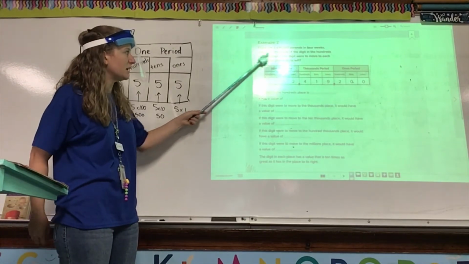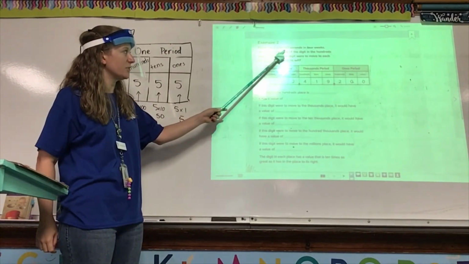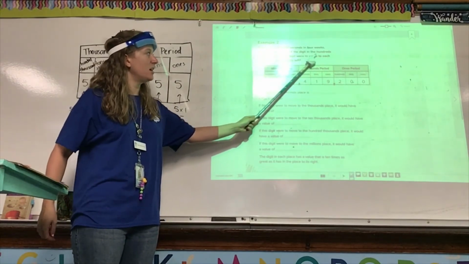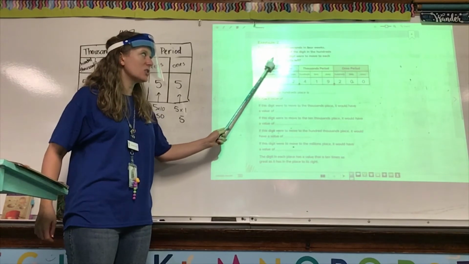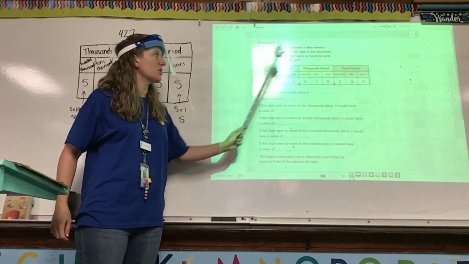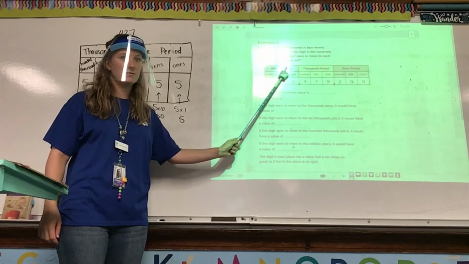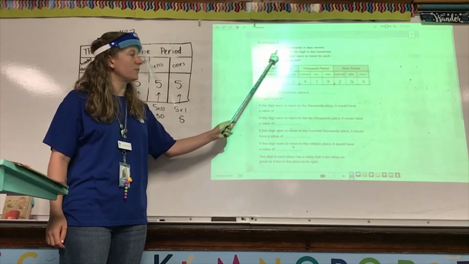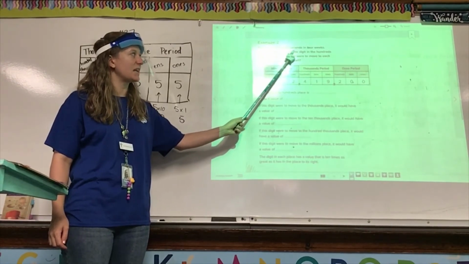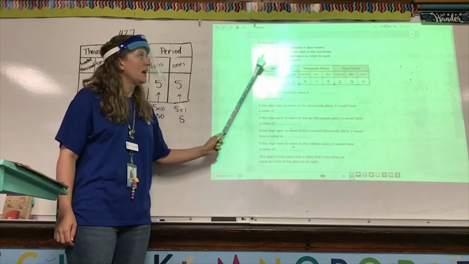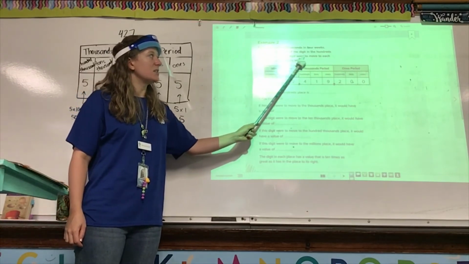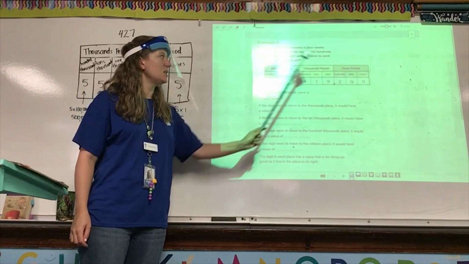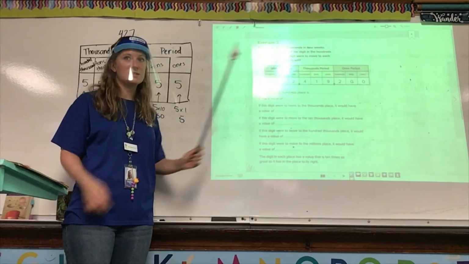There are 2,419,200 seconds in 4 weeks. How does the value of the digit in the hundredths place change if this digit were to move to each of the 4 places to its left? Read it again. There are 2,419,200 seconds in 4 weeks. How does the value of the digit in the hundredths place change if this digit were to move to each of the 4 places to its left?